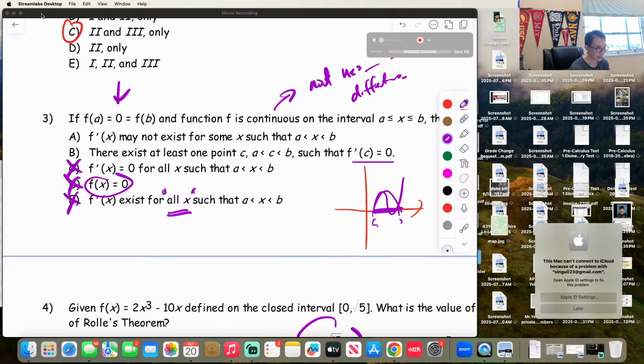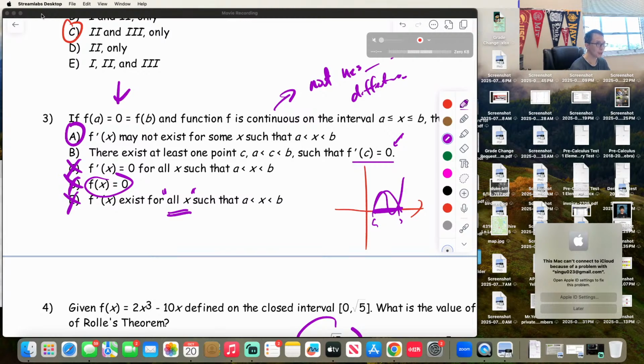So this looked like Rolle's theorem, but it's not correct because Rolle's theorem requires the condition of differentiable, but it doesn't have that. So it's only one. It says it may not exist for all x. It may not because it never says differentiable. So that one's the only true statement.